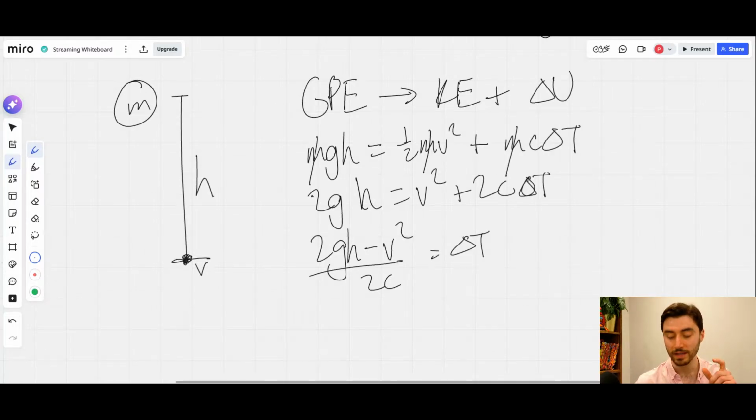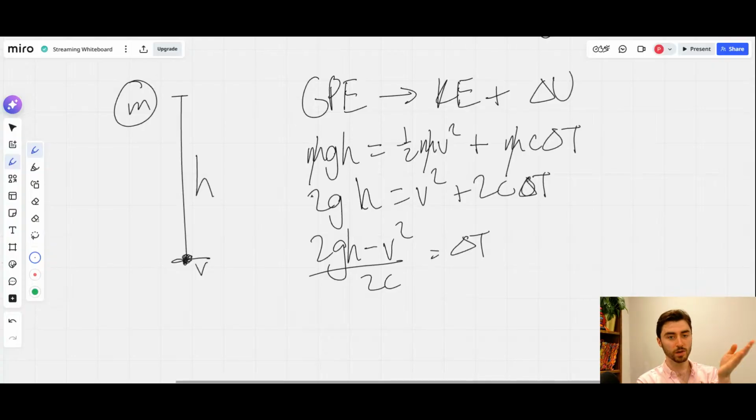No, because this is what I mean. You have to think about the energy story. What's happening is at the start you have GPE but no kinetic energy. As it falls, that GPE is turning into kinetic energy, but not all of the energy is going into kinetic energy. Some of it is going into raising the internal energy of the ball.